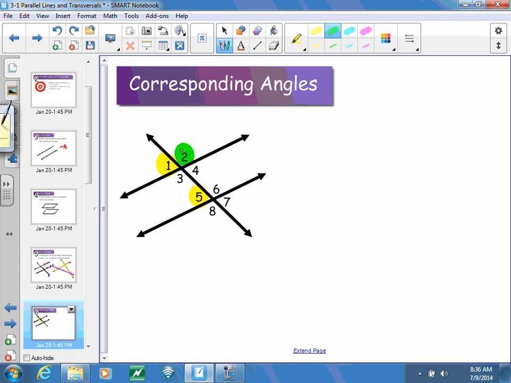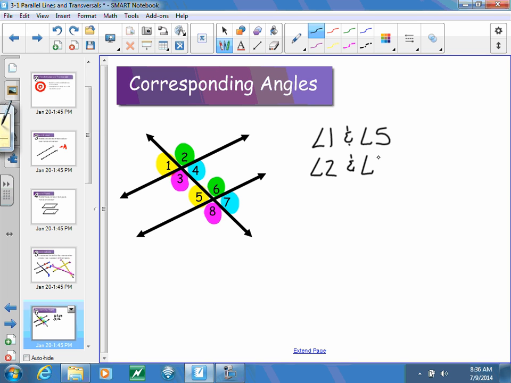Angle 2 is in the top right. Well, angle 6 is in the top right as well. So they would be corresponding. Angle 4 is in the bottom right. Angle 7 is in the bottom right. They are corresponding. And then angle 3 and angle 8 are corresponding. So I'm just going to go ahead and write down my corresponding angles. Angle 1 and angle 5, angle 2 and angle 6, angle 3 and angle 8, and angle 4 and angle 7. Those are my corresponding angles.